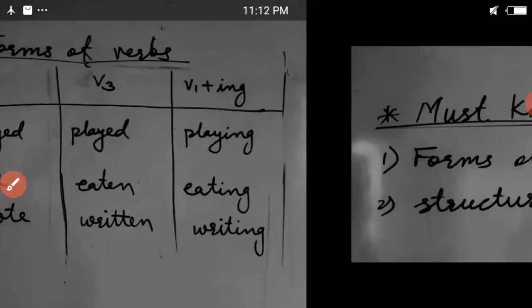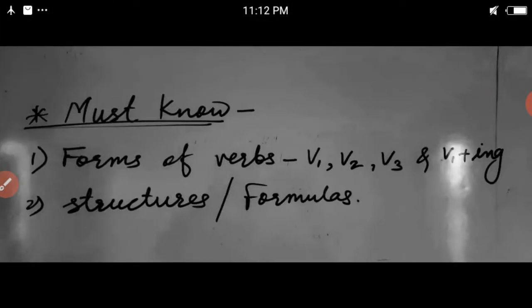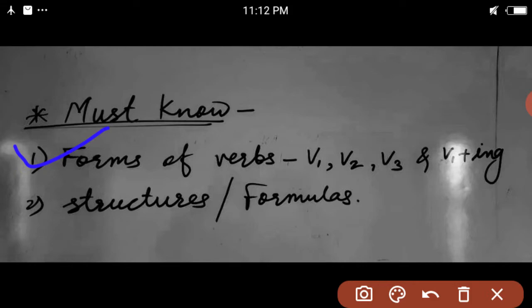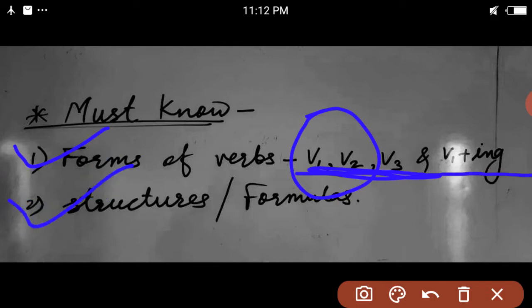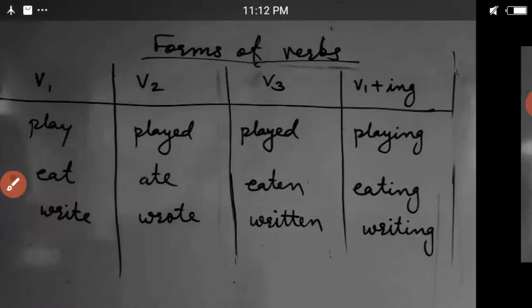So earlier I mentioned what must we know. That is forms of verb. It means V1, V2, V3 and V1 plus ing. So here we have to keep in mind V1 and V2 specially as we are learning simple tenses. And next is structures or formulas.